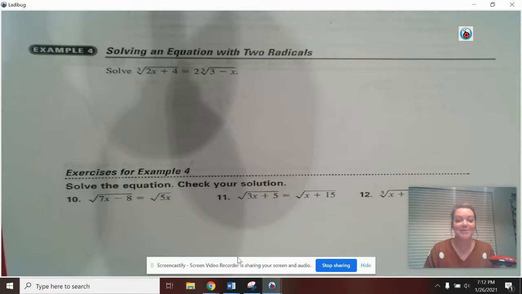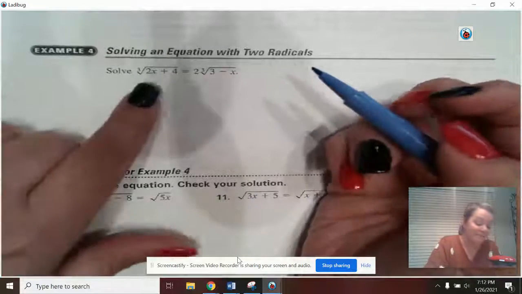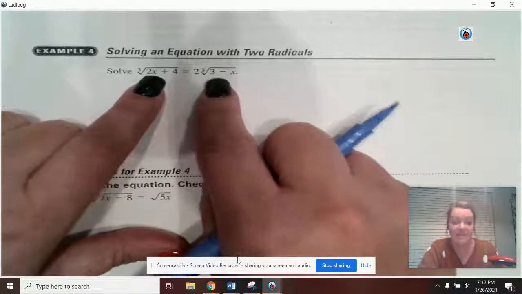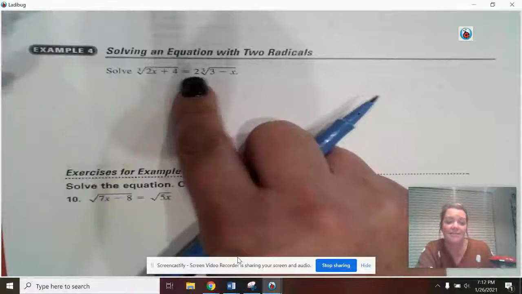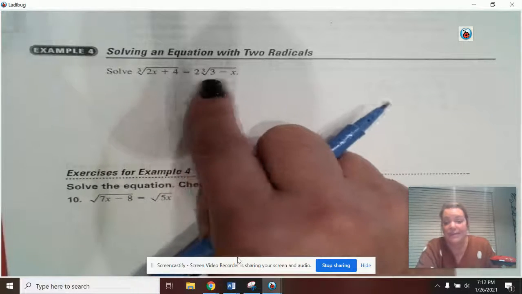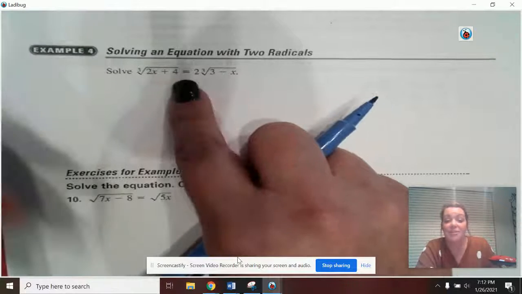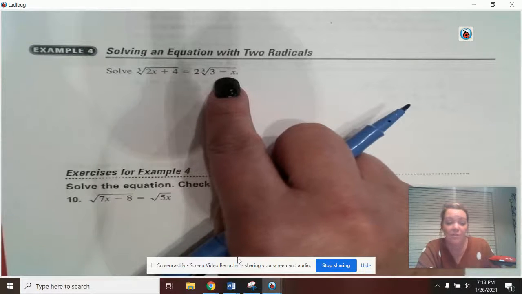Example number 4, solving an equation with 2 radicals. So this time we have a radical on both sides of the equation, so we have to do something a little bit different. The first thing I notice is even though this 2 is sitting out here, I don't have anywhere to go with it. I can't divide it by anything over here. I can't do anything with it. So I'm just going to go straight to getting rid of those cube roots.